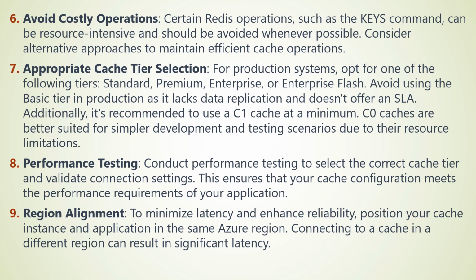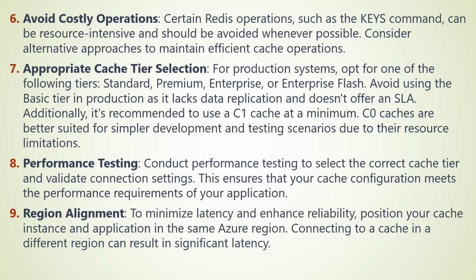Appropriate cache tier selection. For production systems, opt for one of the following tiers: Standard, Premium, Enterprise, or Enterprise Flash. Avoid using the Basic tier in production as it lacks data replication and doesn't offer an SLA. Additionally, it's recommended to use a C1 cache at a minimum. C0 caches are better suited for simpler development and testing scenarios due to their resource limitations.